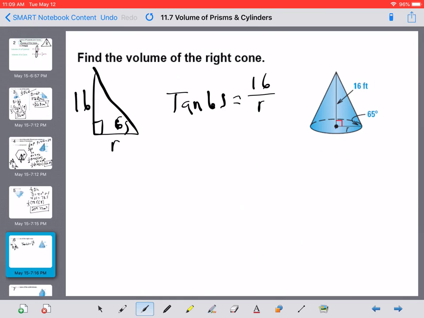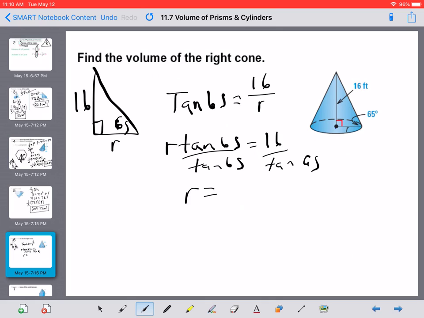So we multiply both sides by r, and we get r tangent of 65 equals 16. Divide both sides by the tangent of 65. And we get, put in your calculator, r equal to 7.46 feet. Okay, now that we have that, we can find the entire volume.